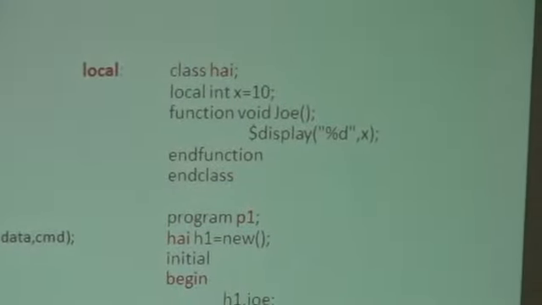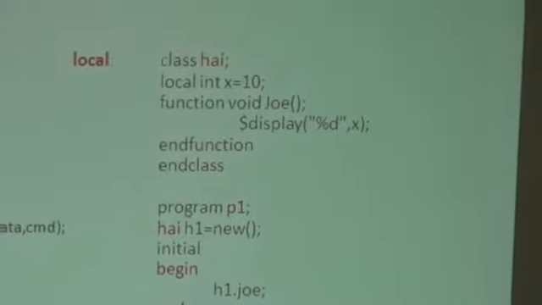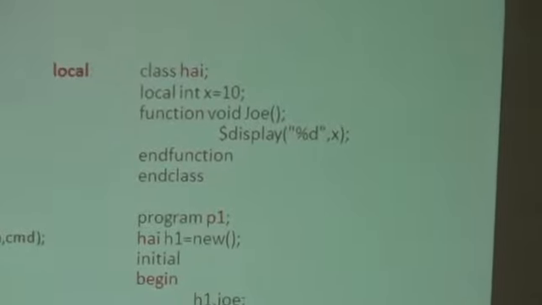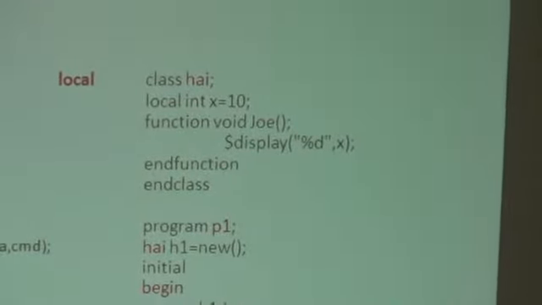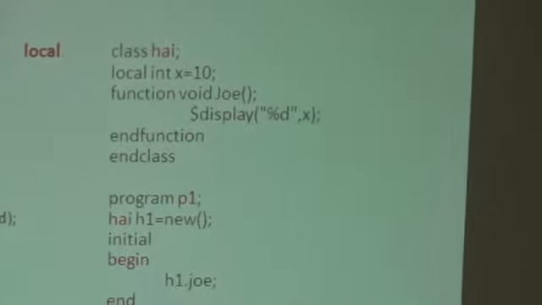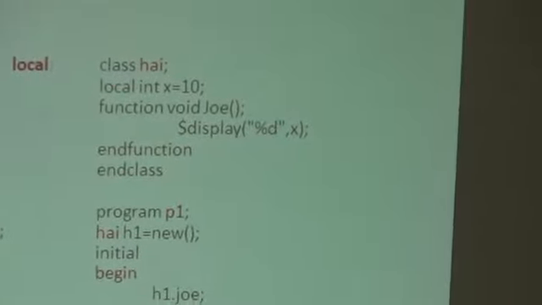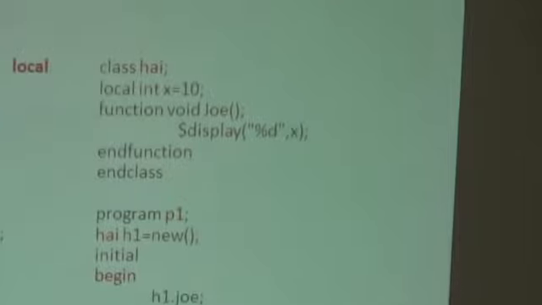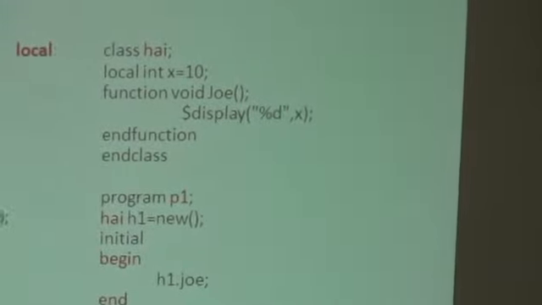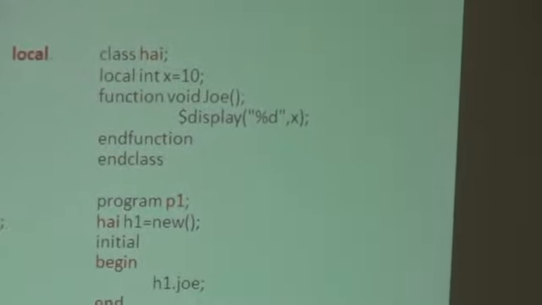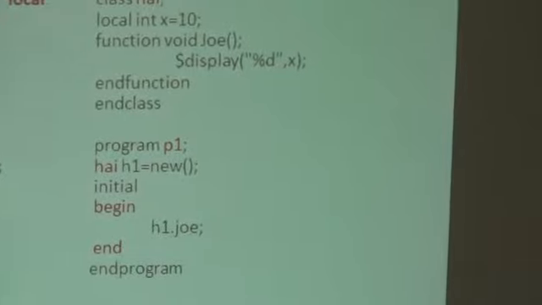Now I am going to access local, which we can access only within the class. If you have seen here, there is a class high and end class. Between that there is a keyword local int x equal 10, and there is a function void joy, and in the function I wrote a $display of x.